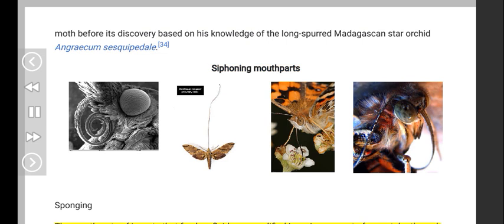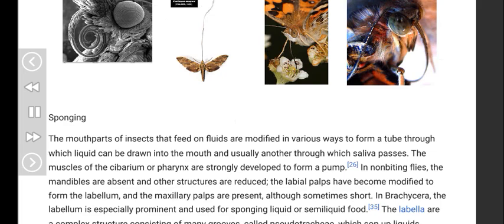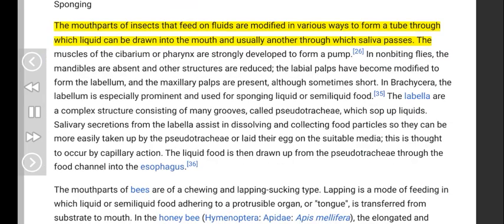Sponging. Insects that feed on fluids are modified in various ways to form a tube through which liquid can be drawn into the mouth, and usually another through which saliva passes. The muscles of the cibarium or pharynx are strongly developed to form a pump.